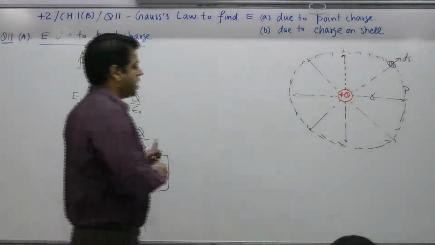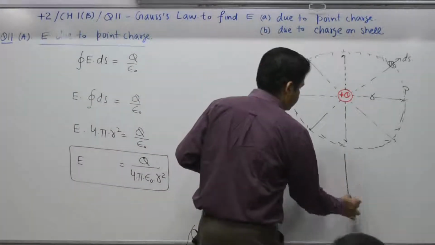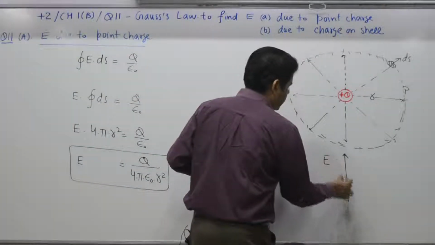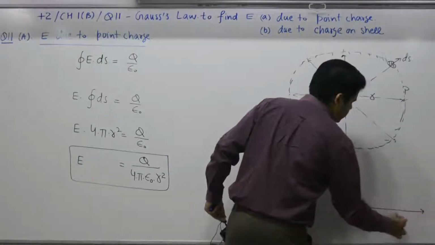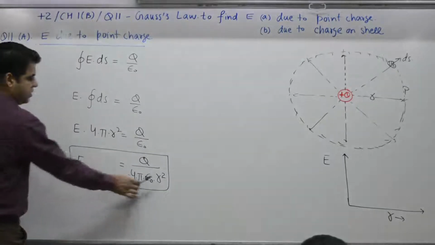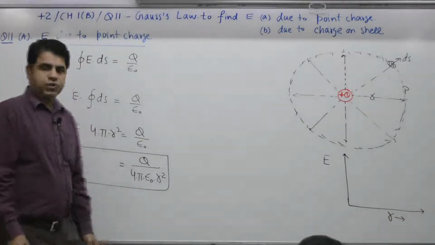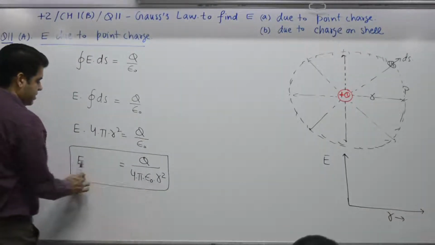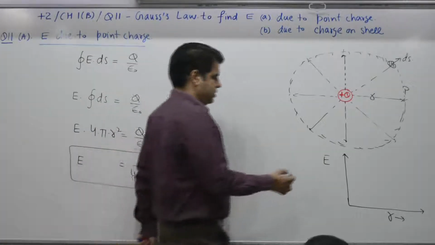If you want to plot the graph, it is of this type. How? E will vary with R. E is inversely proportional to R square. As R increases, E decreases.